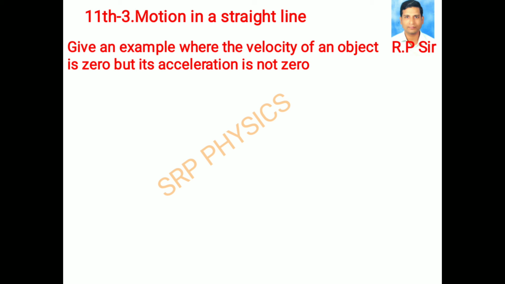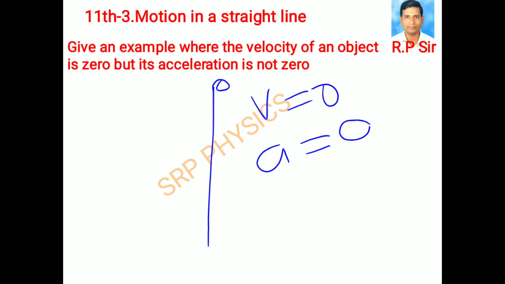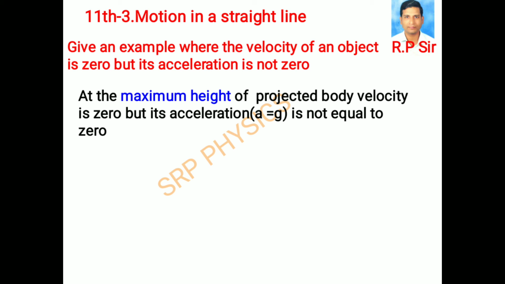Let us answer the following question. Give an example where the velocity of an object is 0 but its acceleration is not 0. Suppose a body is projected up. It reaches a maximum height. At maximum height, its velocity becomes 0 but its acceleration is not equal to 0. It is numerically equal to the acceleration due to gravity. So the answer is, at the maximum height of a projected body, velocity is 0 but its acceleration is not equal to 0.